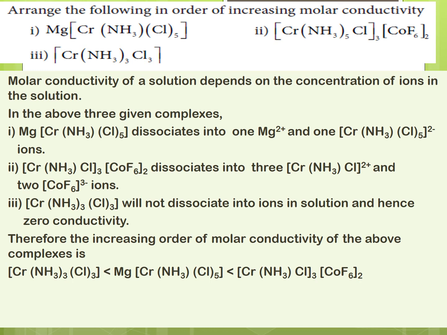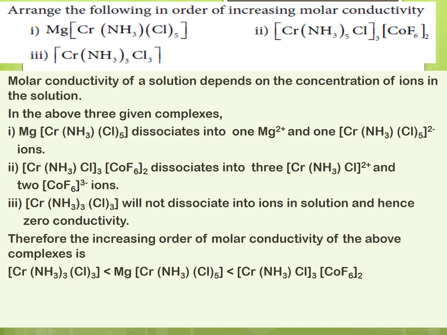So when you compare, the first complex dissociates into Mg2+ and 1 [Cr(NH3)Cl5]2-. And the second complex dissociates into 3 [Cr(NH3)Cl2]+ and 2 [Co(F)6]3- ions.